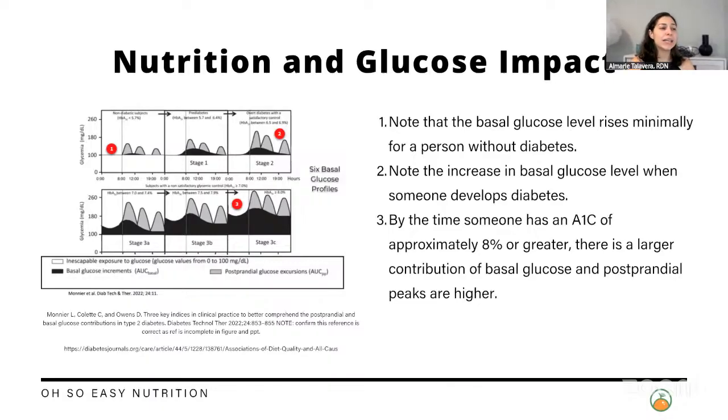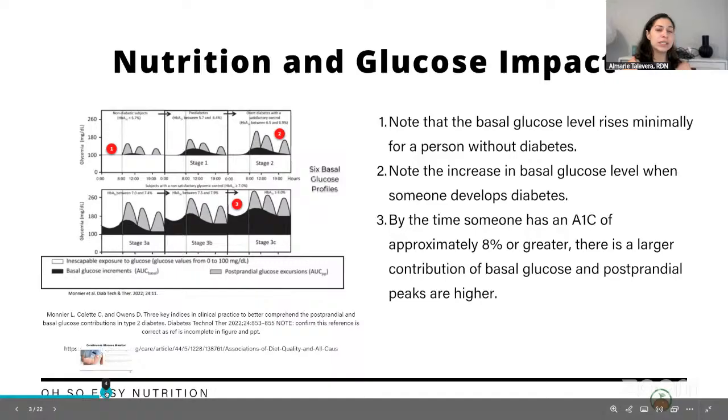By the time someone has an A1C of approximately 8% or greater, there is a larger contribution of basal glucose and postprandial peaks that are going to be higher. So what we want to do when we manage diabetes, pre-diabetes, or the prevention of these chronic conditions, we want to make sure that our A1C levels are as low as they can be, anything lower than 5.5, 5.6 to be outside of the pre-diabetic range. But once you're at that 8%, look how high the peaks of glucose, which is sugar in the blood, are with that extreme insulin resistance.